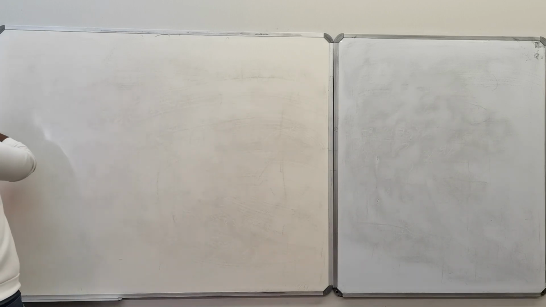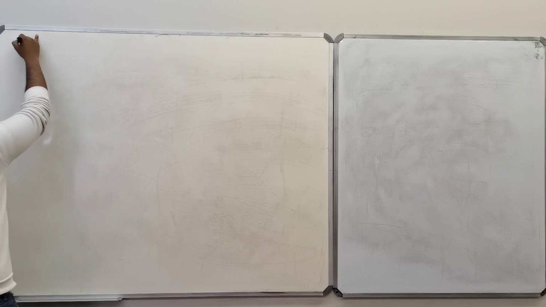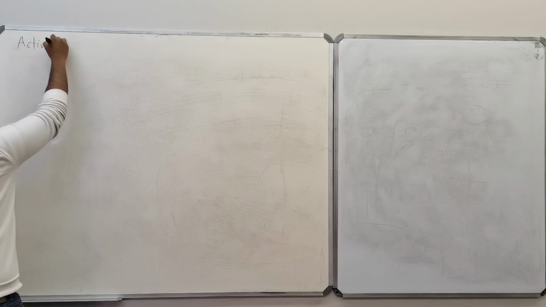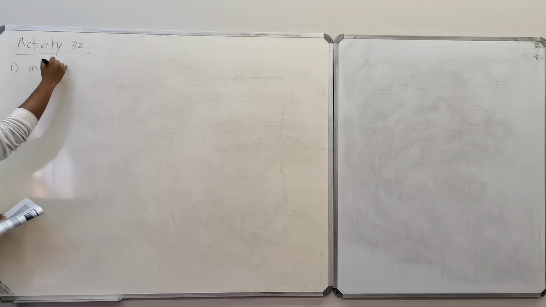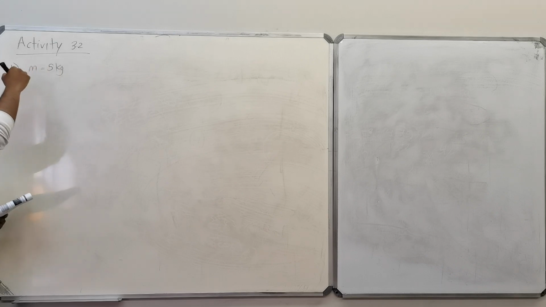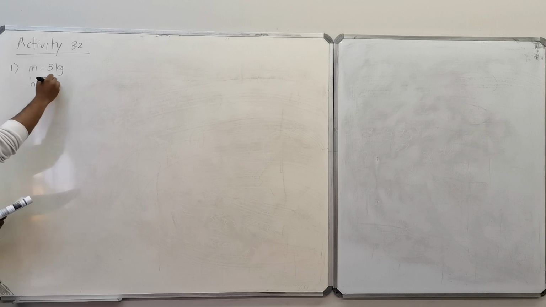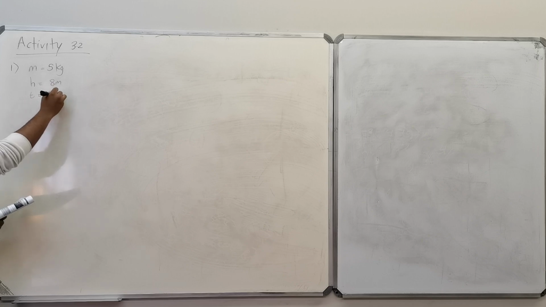Yes, so we were looking at work, energy and power. Okay, so they tell you that an object with a mass of 5 kgs, so this is question 1, the mass is equal to 5 kgs, is lifted upwards with uniform velocity through 8 meters. So its height is 8 meters, time is equal to 6 seconds. Calculate the work done.